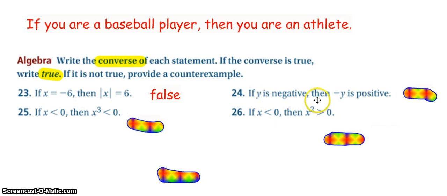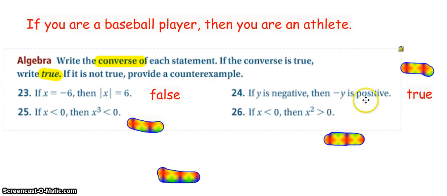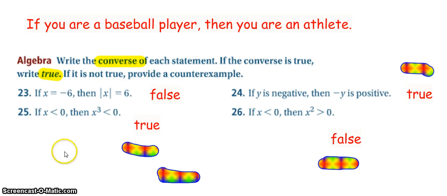In 24, if y is negative, then negative y, or the opposite of y, is positive. Well, that is in fact true because if negative y or if the opposite of y is positive, then y must be negative. And really quickly, here are your answers for the converses of these. The counterexample here, if x squared is greater than 0, then x must be less than 0. You should be able to find a value that satisfies here.